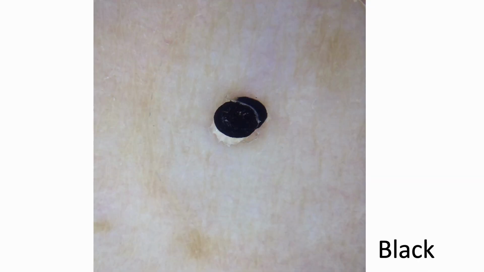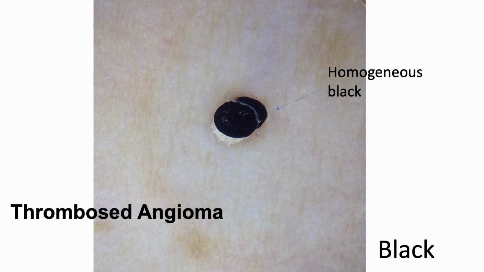Sometimes we only have this homogeneous black color when you have a thrombosed angioma and you don't have any remnants of angioma with the lacunae.